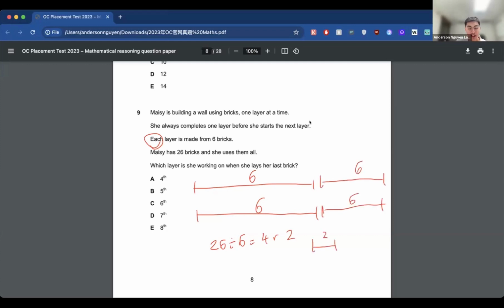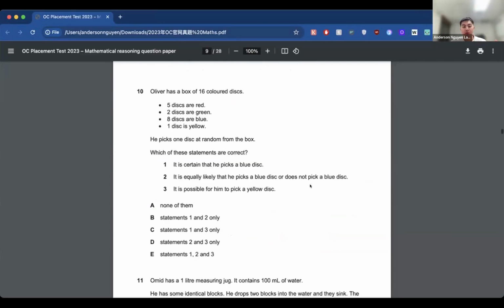Now the question asks, which layer is she working on? We've done 4 complete ones. So the remaining 2 means she's already on her 5th layer, B. Okay, so that question might look scary, but once you apply the rules, draw some diagrams to present your information in a different way, it's a lot less scary. All right, on to question 10.